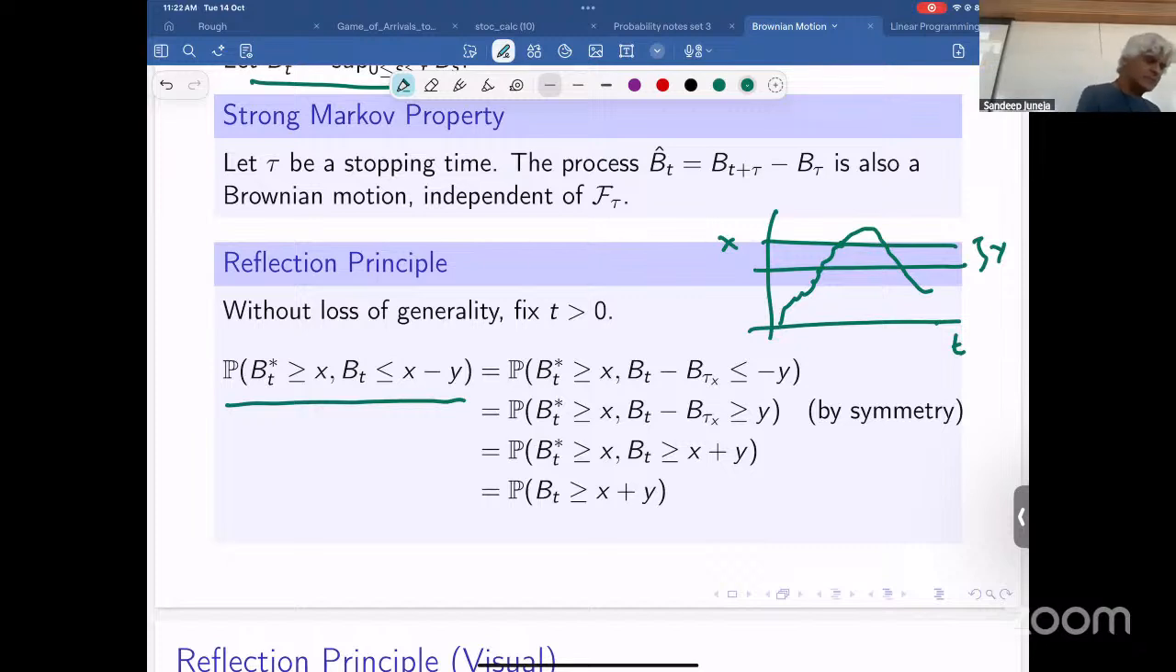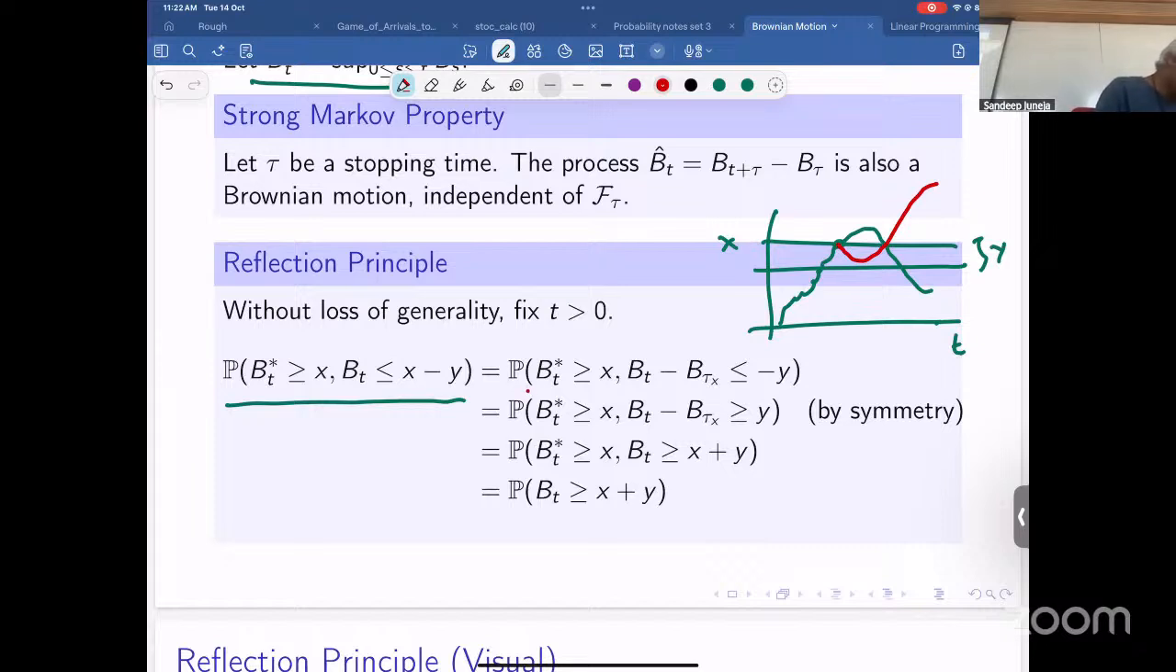The reflection principle says that what happens after you hit this point x, because it's a stopping time, is independent. And because it's Brownian motion, it's symmetric on both sides. So this path will have a corresponding path, which is a reflection. This is the beautiful part here. I think it looks like this. So this path has the same probability as the reflected path. For every such path, you can say that. Now let's see what that means.